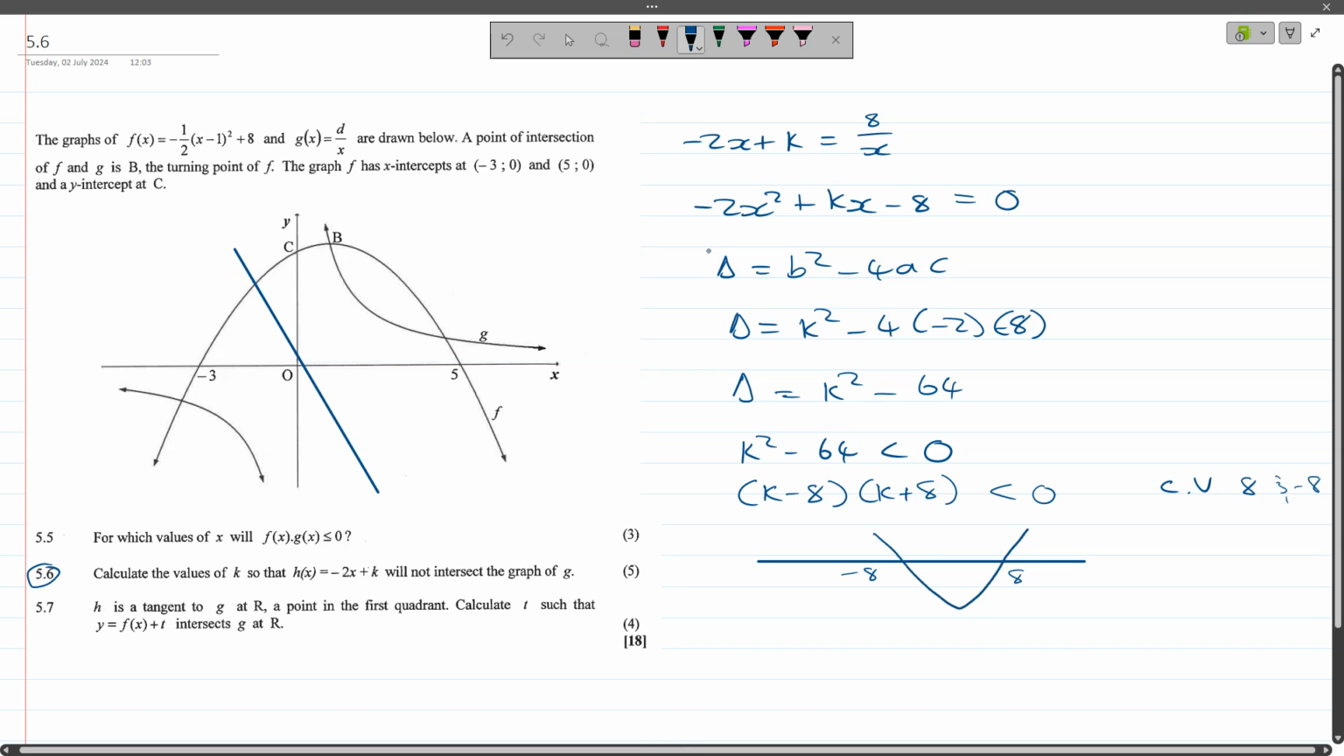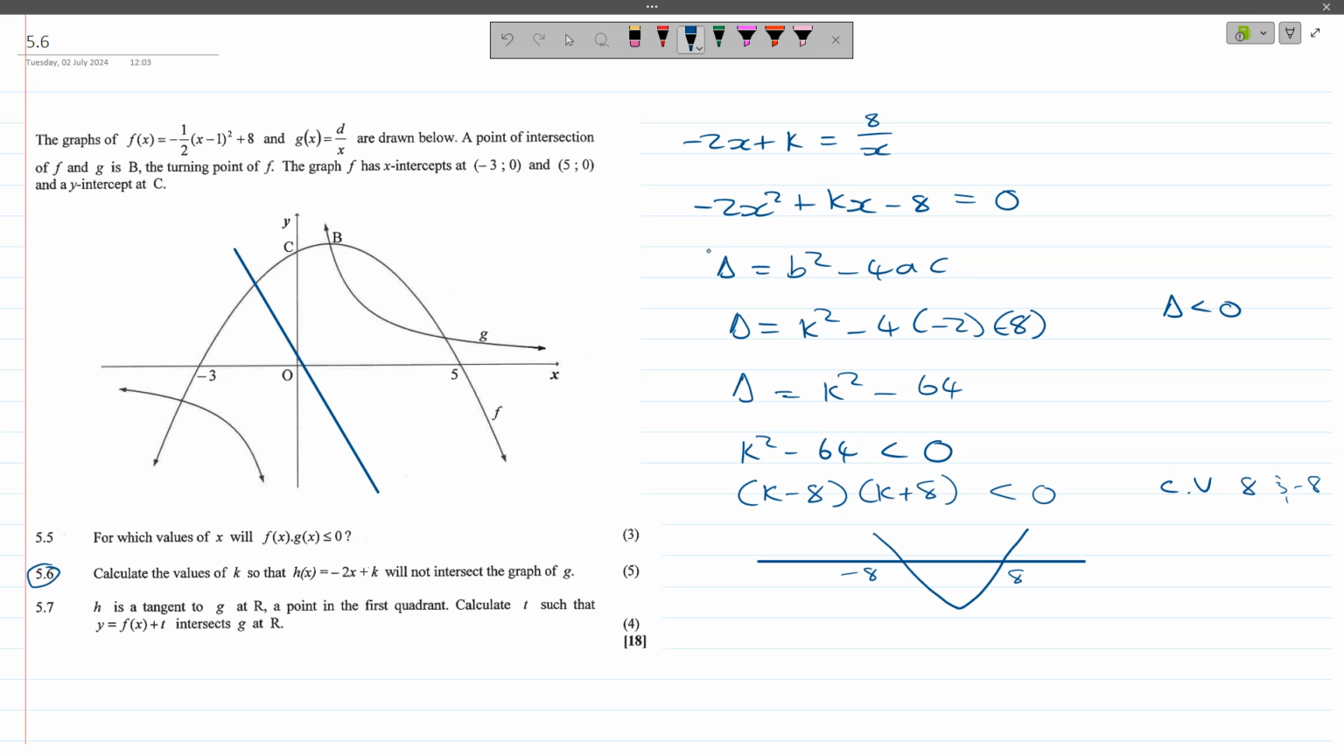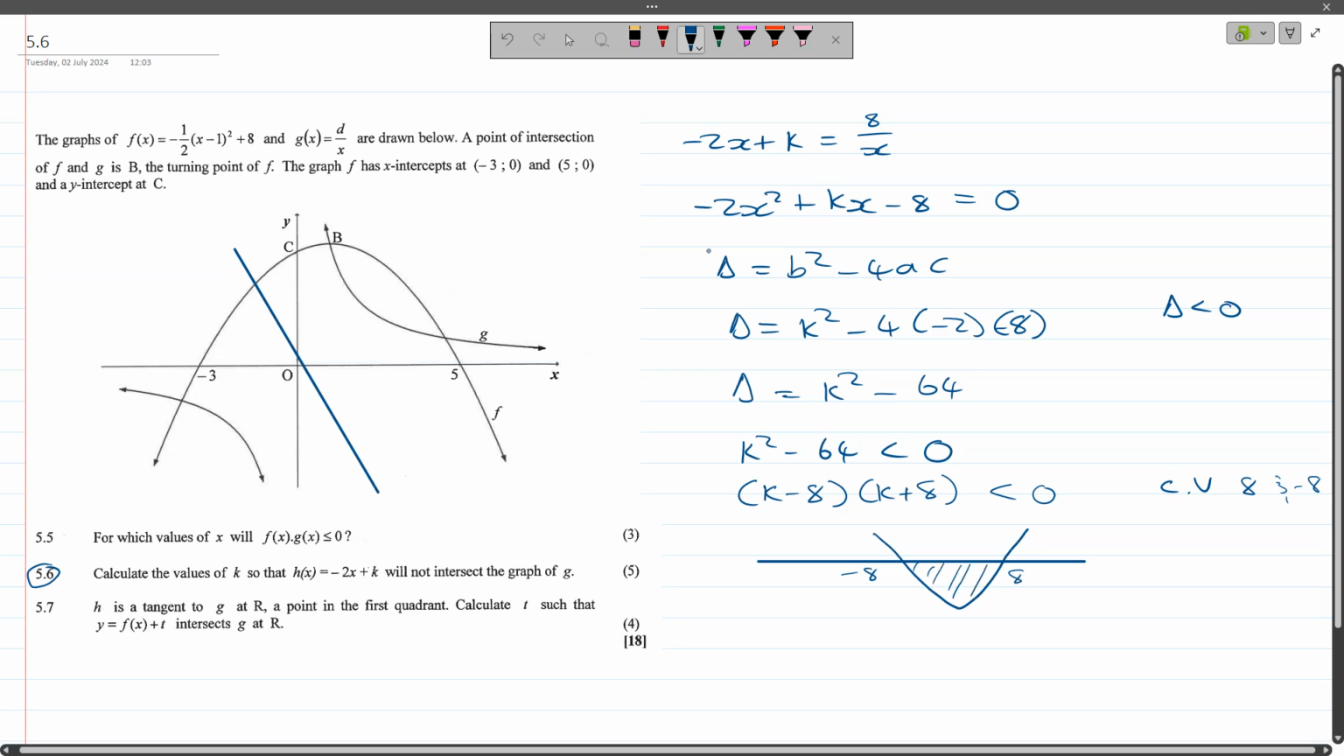and then we just draw our parabolic function. And remember, we're looking for the region where it's less than 0, because the discriminant being less than 0 describes the region of no real roots. So no intersections happening in this case, and that happens in this region. So we basically want k to be greater than minus 8 but less than 8. That means it must be bouncing within this region over here.